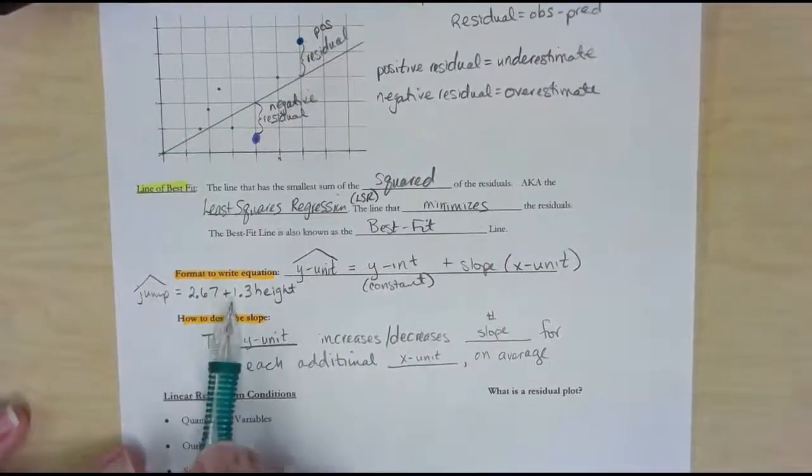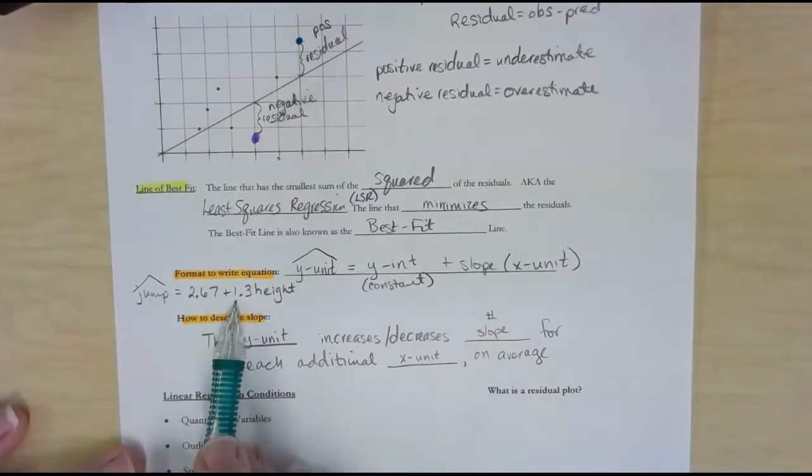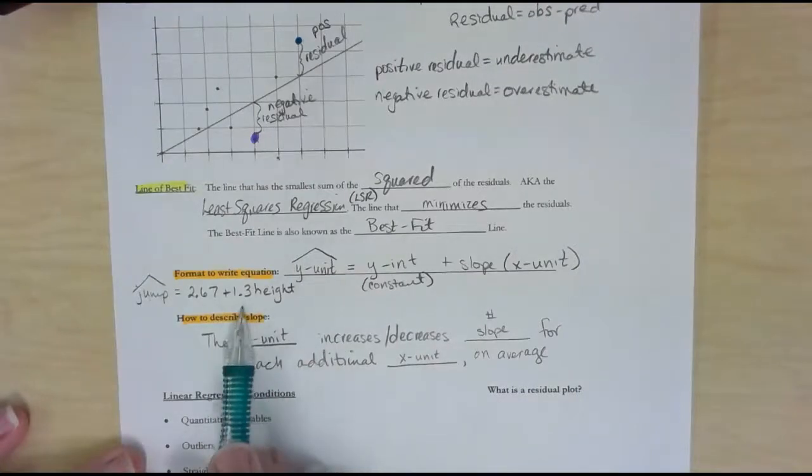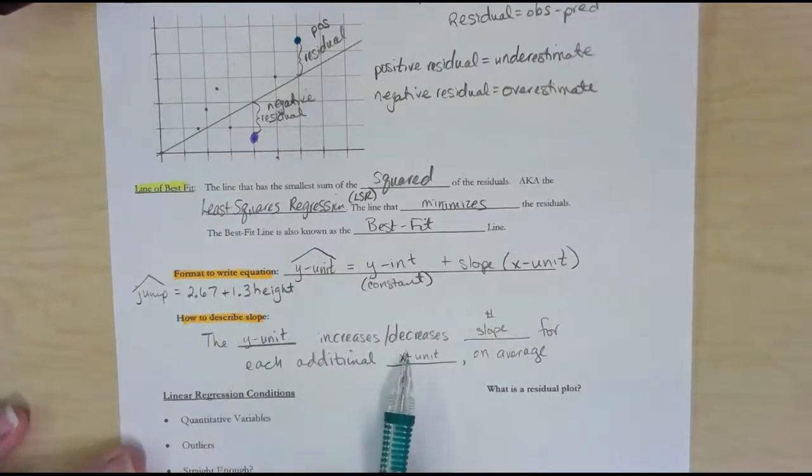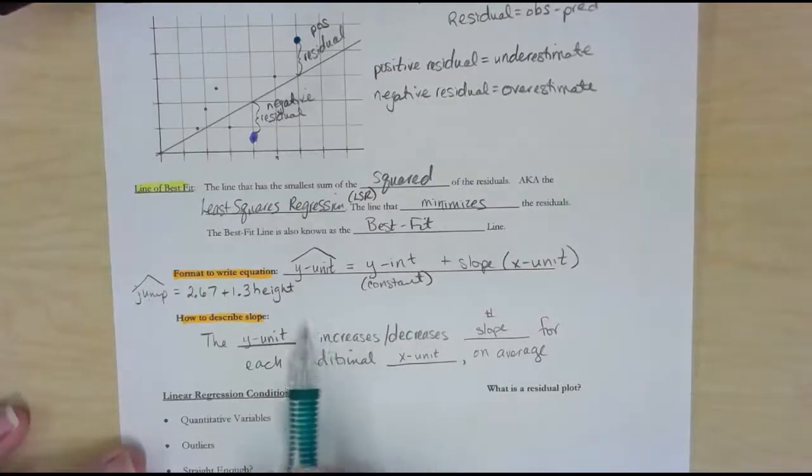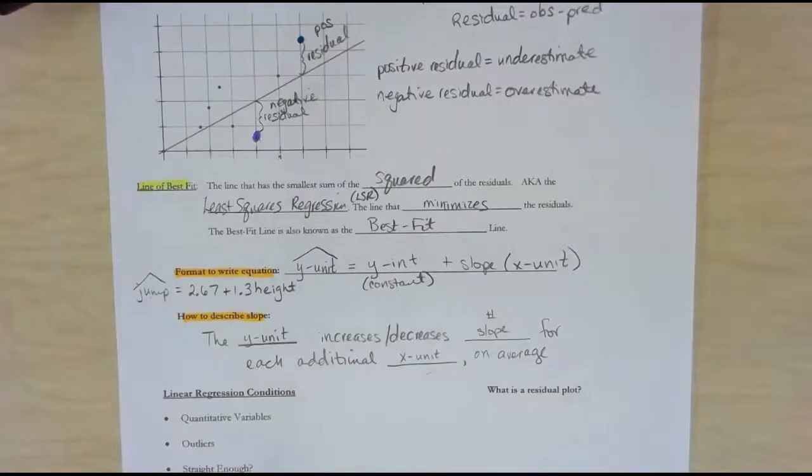So if I'm interpreting this, the jump length increases, because that's a positive number, 1.3 inches for each additional inch in height, on average. Now the reason you have to add on average is otherwise people will think that it always does that. And remember, scatter plots are kind of up and down. Sometimes it's exact, sometimes it's below. So by adding that on average, it makes it so it's not exact.